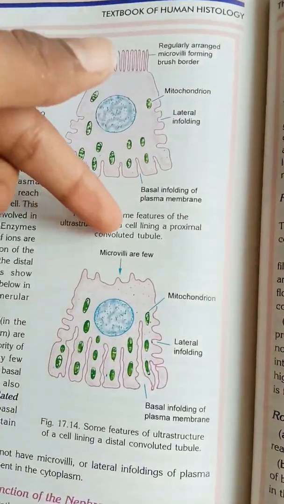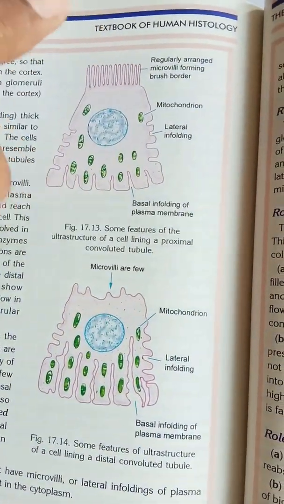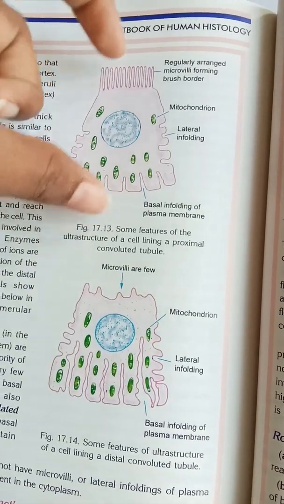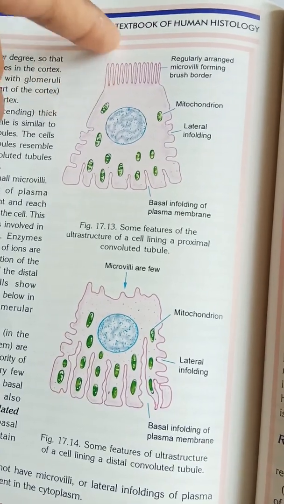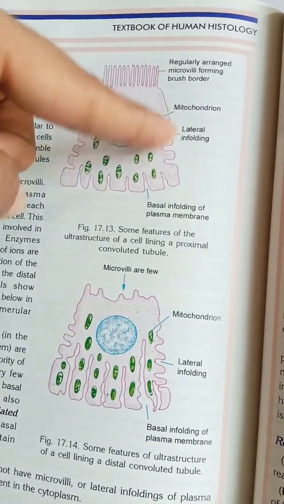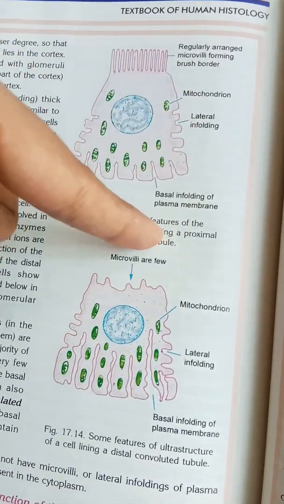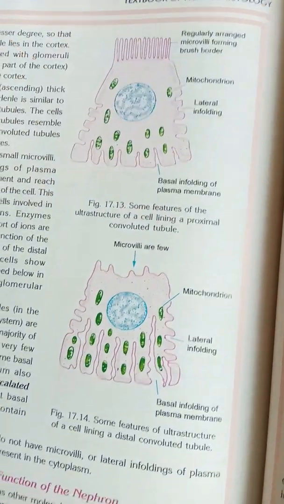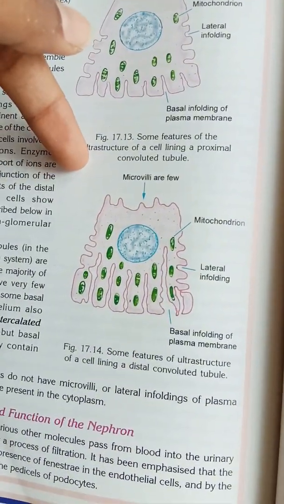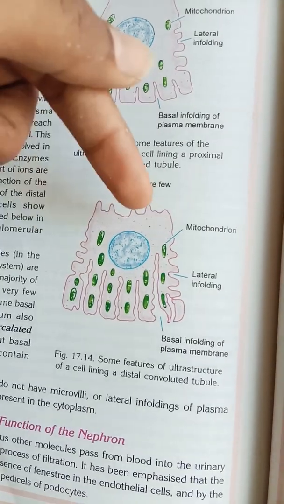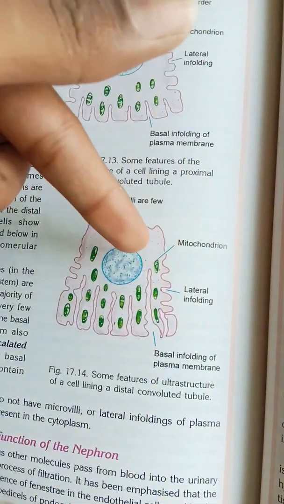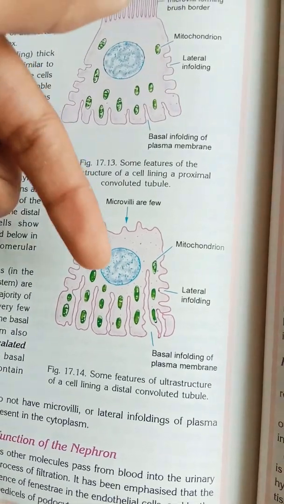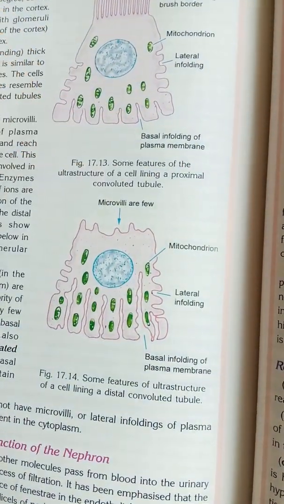So finally we have the ultrastructure of the lining of the proximal convoluted tubule. If we take each cell of a proximal convoluted tubule, it looks like this. Regularly arranged microvilli form the brush border, and many mitochondria are present. There are also lateral infoldings and basal infoldings of the plasma membrane. But you can see here in the DCT, the microvilli are very few, mitochondria are more abundant than in the PCT, the lateral infoldings are present in both cases, and the basal infoldings of the plasma membrane are more here.